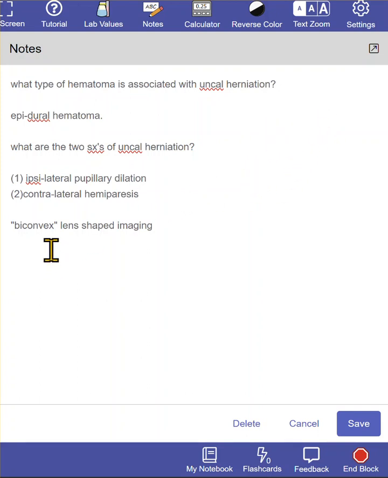And this is biconvex lens shaped on imaging. So if you saw a non-contrast CT, you'd see blood where it shouldn't be, which will be enhanced in that image, and it'll look biconvex, which is to say it will be contact lens shaped. If you're looking at it from the side, the contacts would be facing outwards.